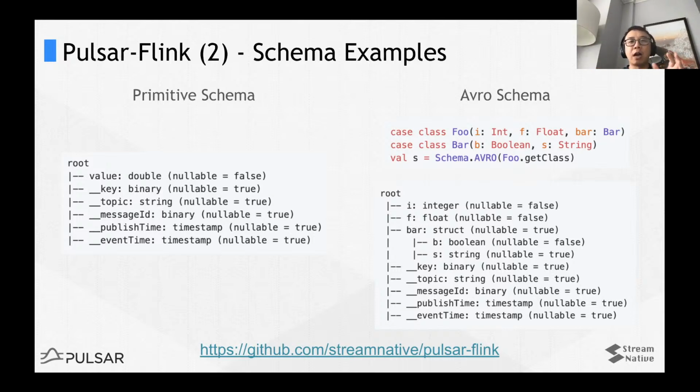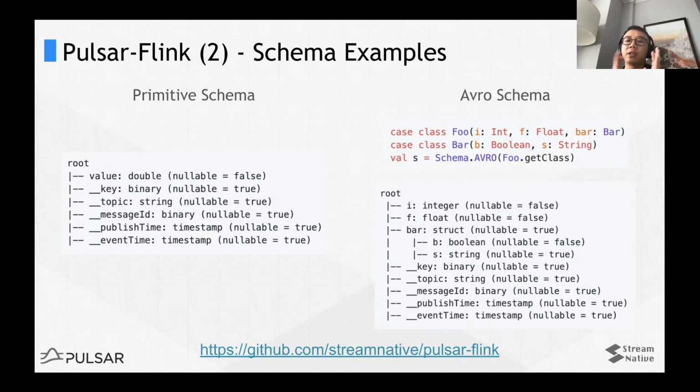And this is the two examples that show how we map the Pulsar schema into Flink row. On the left side is a topic with primitive schema. So you see there's only a value and a bunch of metadata information. And on the right side, it's the Avro schema. So it's a structured schema with nested structs.